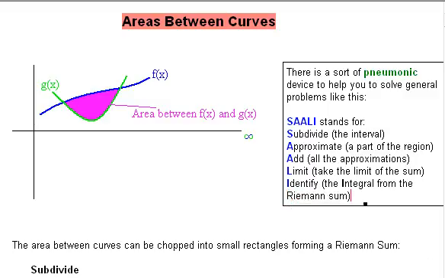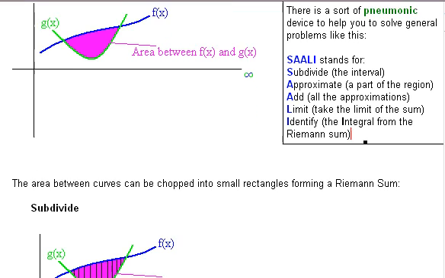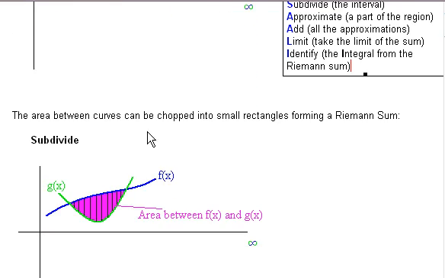So, area between curves we can subdivide. We'll take this area between the curves and chop it up into small rectangles. That's the subdividing part. Only they're not really rectangles because these two sides aren't parallel, and they're not at right angles with the parts. But that's where the approximation part comes in.